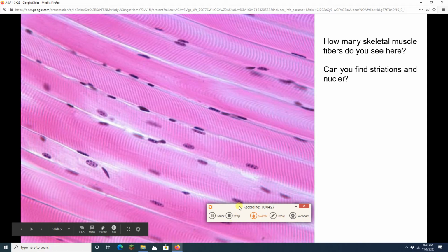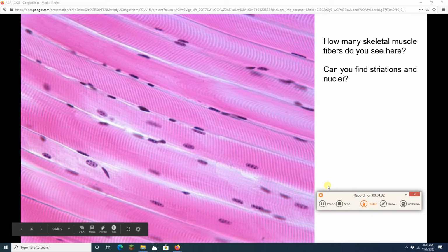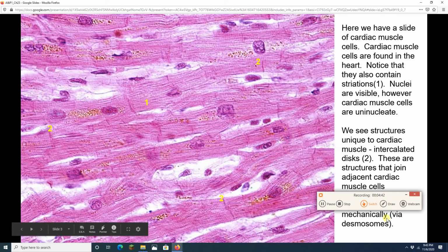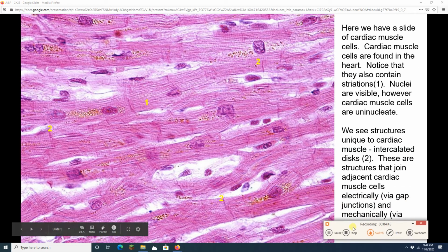Now, I want you to pause this here. And when you pause it, count how many skeletal muscle fibers you see. Point out the striations and the nuclei. Striations are really apparent here. You cannot miss them. Can't miss them at all. Okay, skeletal muscle histology is done for the moment.